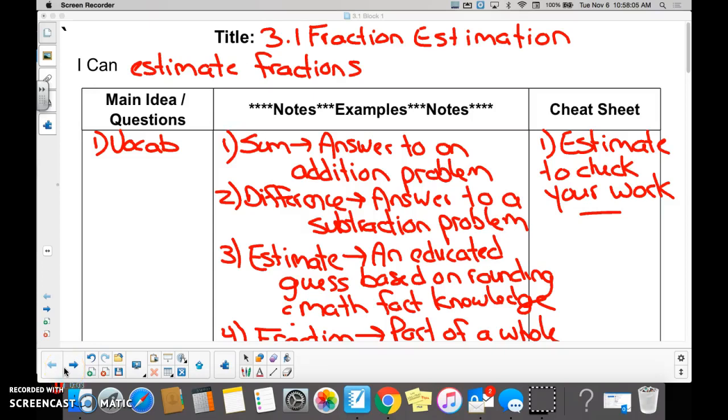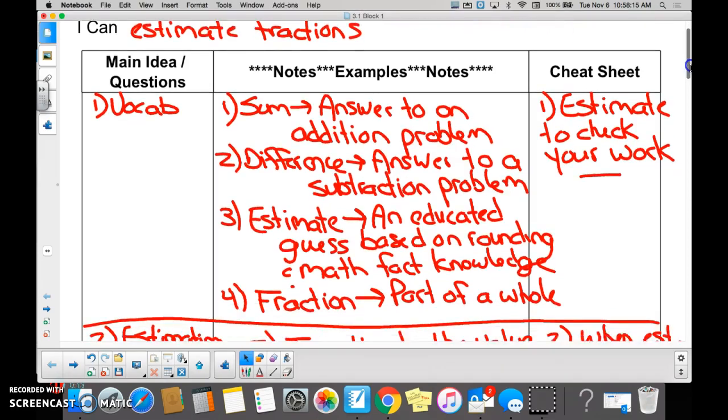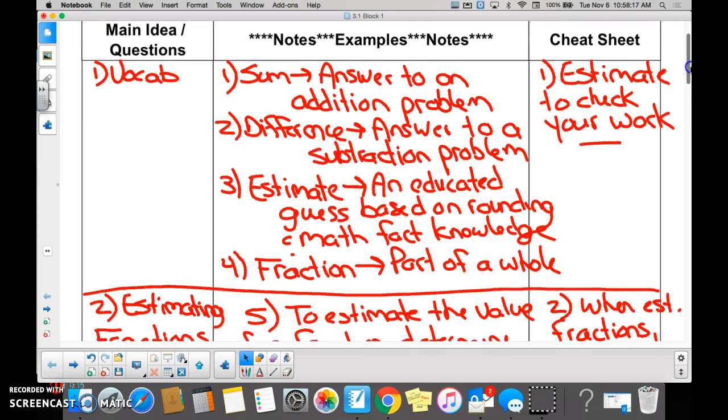Fraction estimation. I can estimate fractions. So 3.1, fraction estimation. You can just say 3.1 of these. And estimating fractions is our I can statement. Hopefully that is something you can now do.